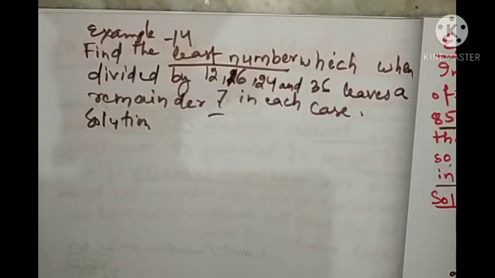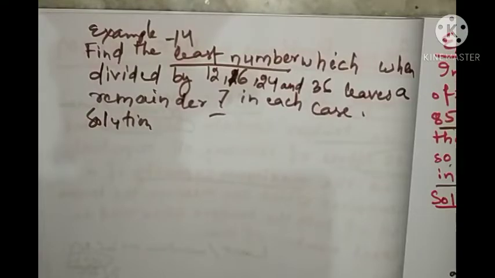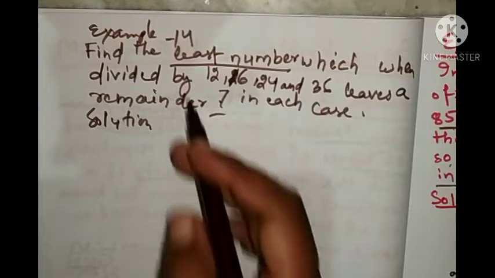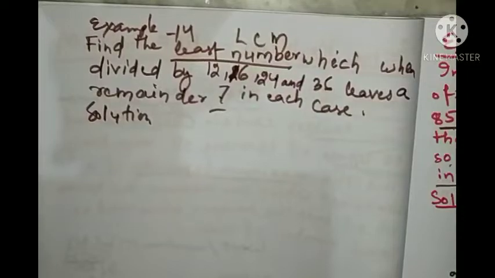Okay, for finding the dividend, what will we do? We will multiply the divisor and add the remainder so that we can find the dividend. Here we are finding the number which when divided by 12, 16, 24 and 36 leaves a remainder 7 in each case. Here the least number means what will you find? We will find the LCM.